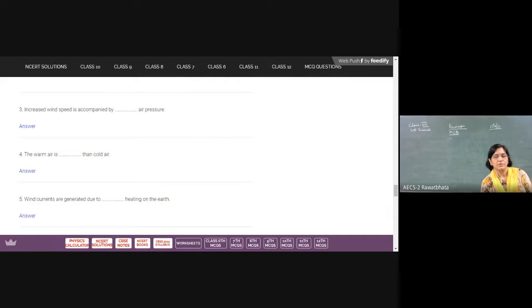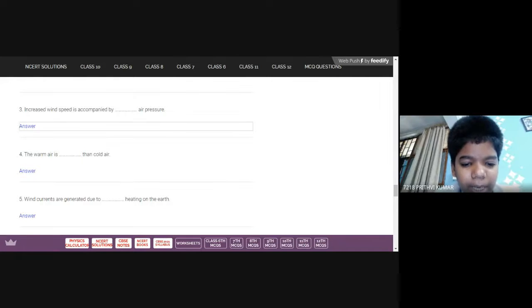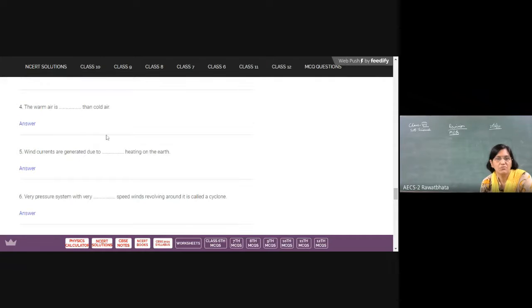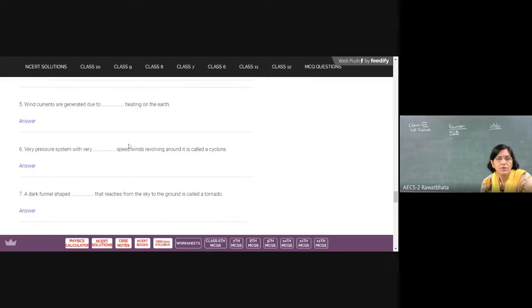Increased wind speed. We have taken one activity wherein we tried to blow air into the mouth of the bottle, and in the neck of the bottle one paper roll was kept. Increased wind speed is accompanied by reduced air pressure. Ma'am, reduced air pressure. The warm air is dash than the cold air. Lighter.